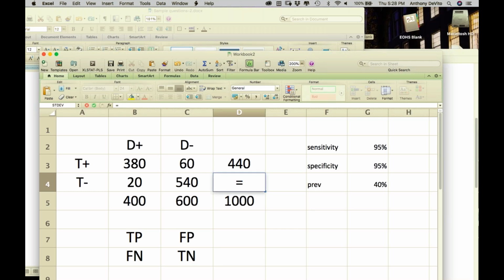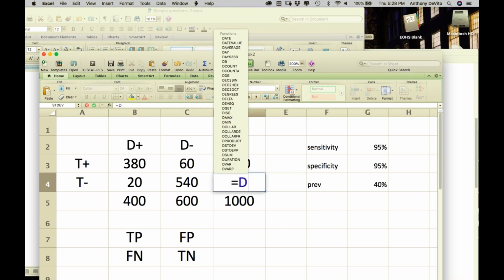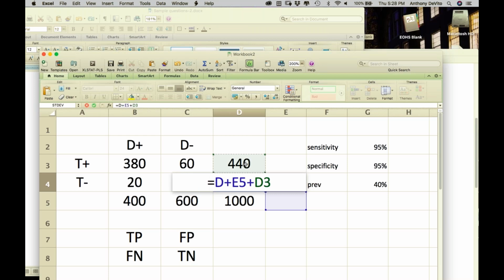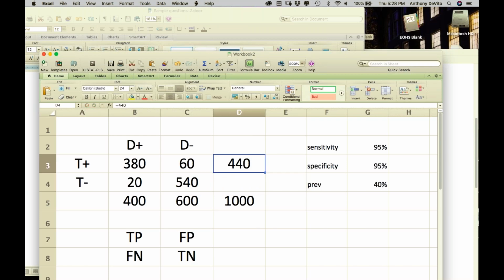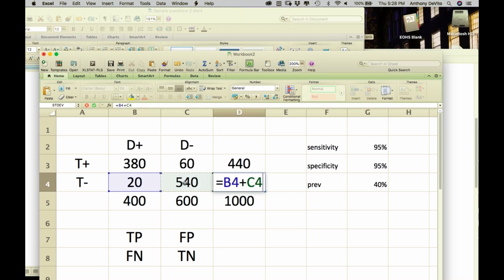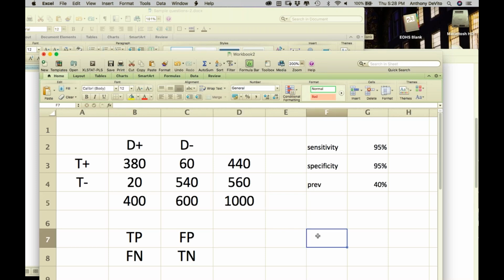Let me do this a different way. It's going to come up later. Equals the sum of these two. This. Okay, and this is the sum of those. How many people tested negative? It's equal to this plus this. And that should add up to 1,000, and it does. Okay, great. So now, if you test positive, what's the probability that you actually have the disease?